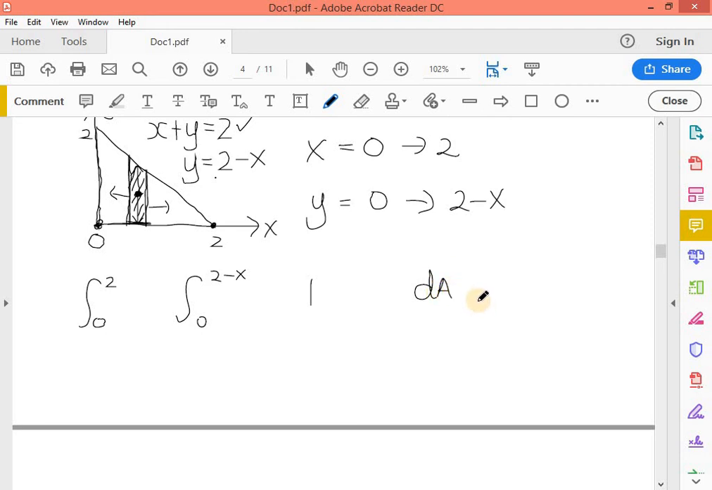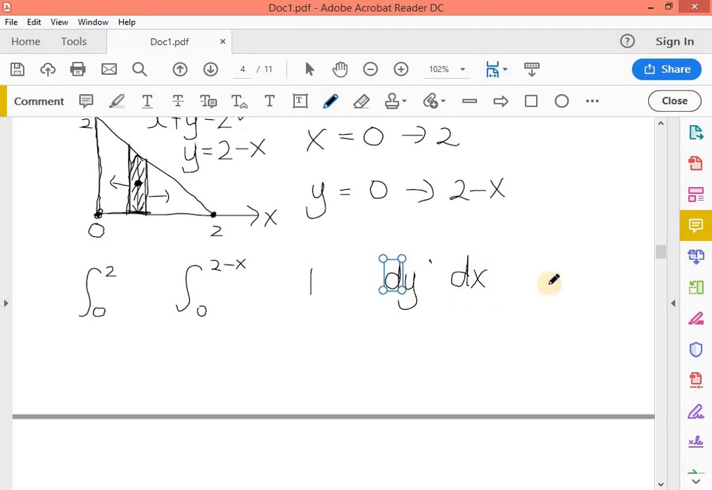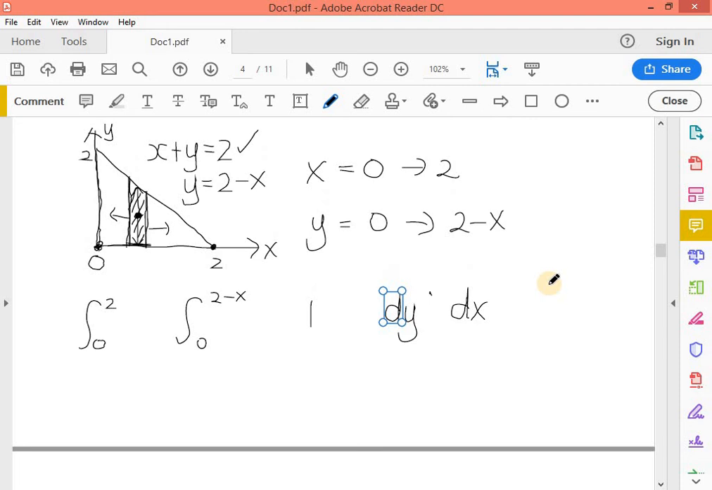Just now, what is here? dA, am I right? So this dA, you have to change according to your parameter here. So this is actually the interval for y. So you have to put dy here. And this is the interval for x. You have to put dx here. They are matching each other. You clear? This is the equation to calculate the area of the region.